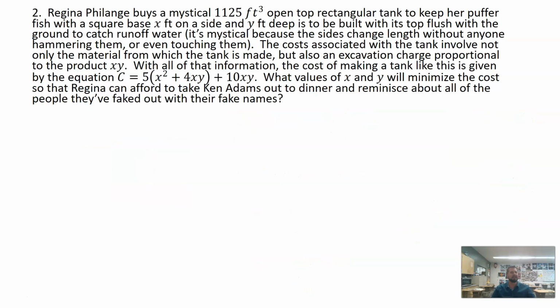Number 2, we've got Regina Phalange buying a mystical box to keep her puffer fish with a square base x on the side. You've read it before. And then, strangely enough, it actually gives you a cost equation, which is kind of nice because that automatically tells you what your optimized equation is, so we don't have to come up with one. So I'm going to optimize C equals 5 times x squared plus 4xy plus 10xy. And then we know as well in this problem that if I were to draw a picture of this, I don't need to know a ton about it, but I know that this is 1125.